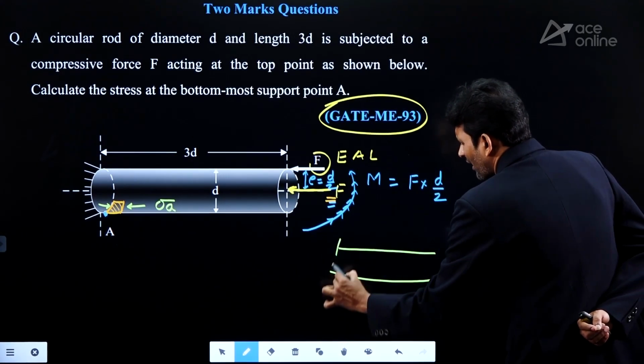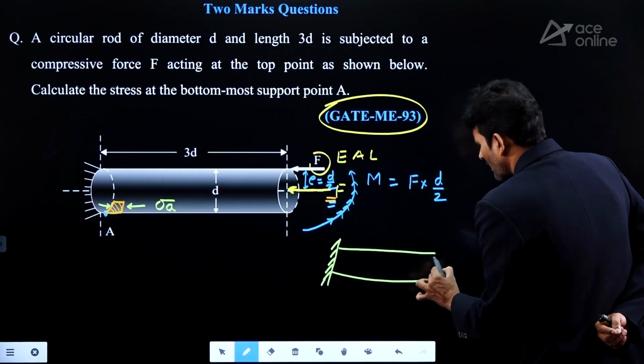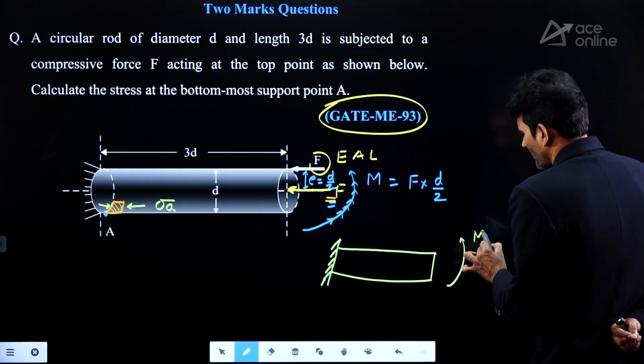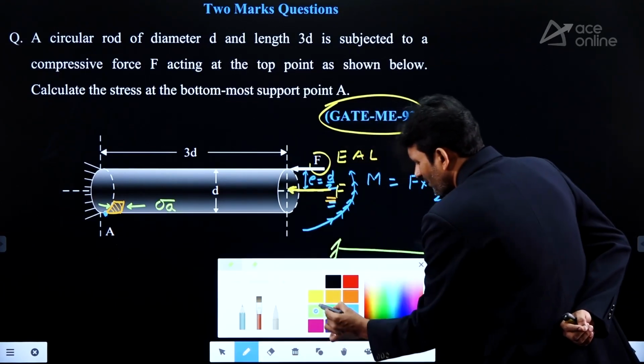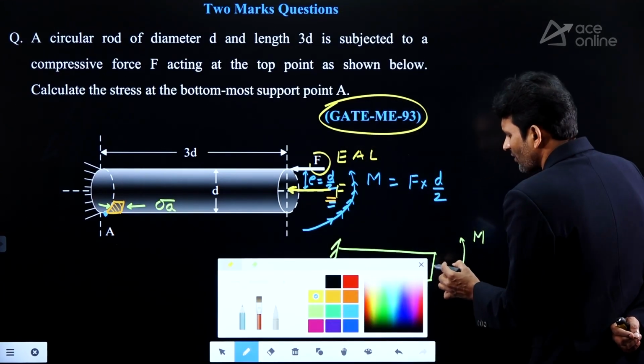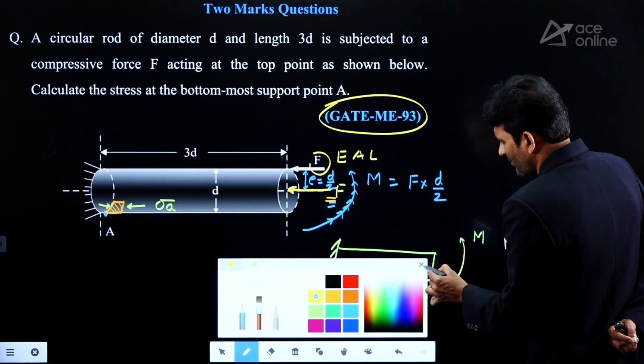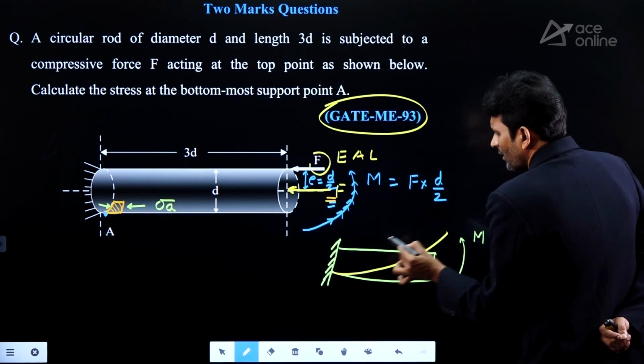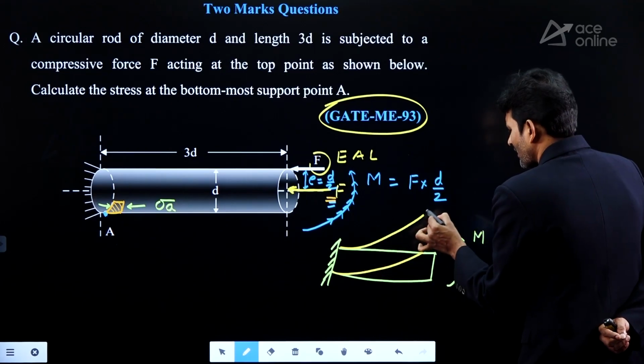Take the rod and try to observe the effect of this M. It is giving anti-clockwise rotation. Because of bending moment, we are having the bending stress. That bending stress we are also observing in the x direction, but it is giving a tensile effect as well as a compression effect.